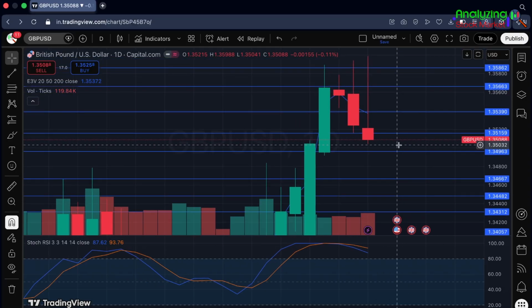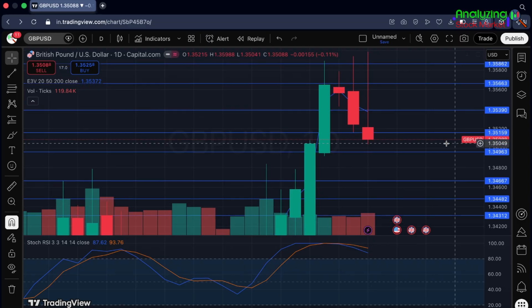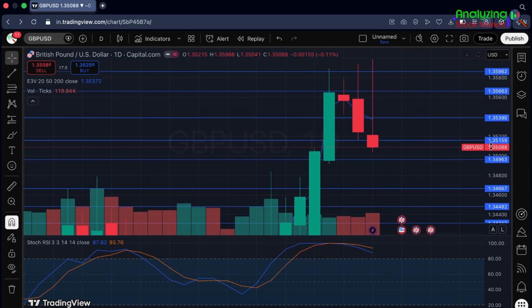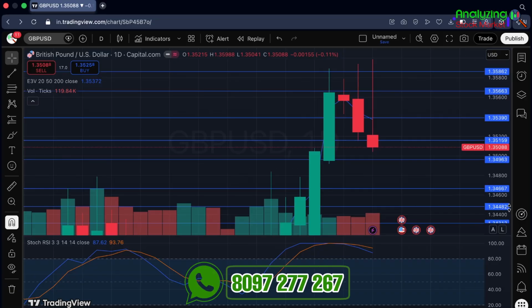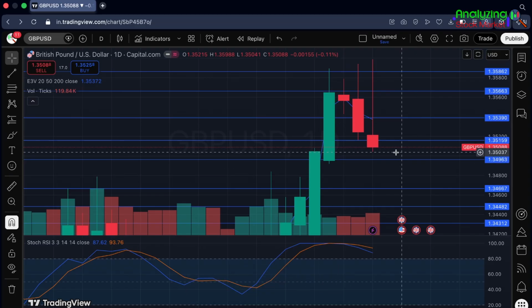Here in this one-day chart, we can see important support zones and resistance zones are already marked during our previous week analysis, so currently we don't need to mark any new levels. Let's straight away talk about the closing first. Here 1.35088 is the closing. The direct support is 1.34963 and the direct resistance is 1.35159. After direct support, there is a support of 1.34667 and then 1.34482. After direct resistance, there is a resistance of 1.35390 and then 1.35663. These are the important support zones and resistance zones which will help you take better stop loss and target levels according to your bias for this week.